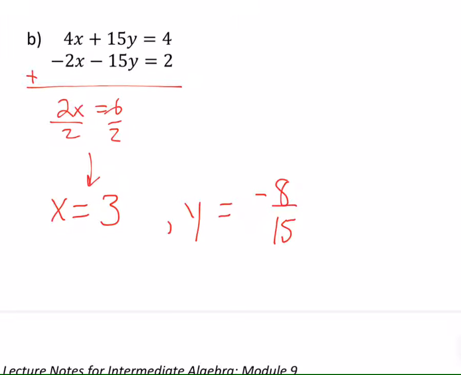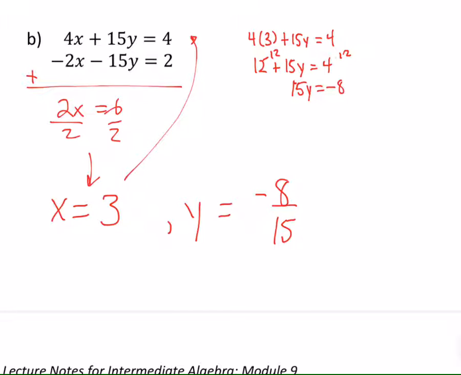Then you take that 3 and you plug it back into one of these, right? So if I do 4 times 3 plus 15 times y equals 4, that's 12 plus 15y equals 4. Subtract the 12, you get 15y equals negative 8. So divide by 15. That's where we get the negative 8/15.